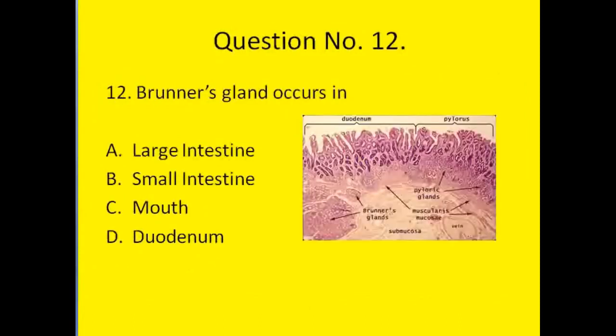Okay. Question number 12. Brunner's gland occurs in. In the diagram itself Brunner's gland is given. And where is this Brunner's gland present? In the duodenum. It is not present in the large intestine, not in the small intestine, not in the mouth, but it is present in the duodenum region. So the correct option is D. That is, Brunner's gland occurs in the duodenum. Is it clear?